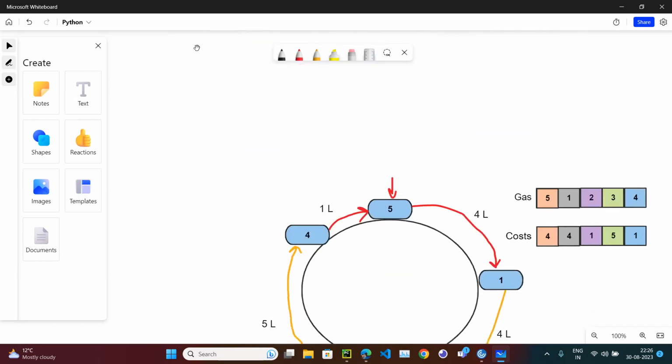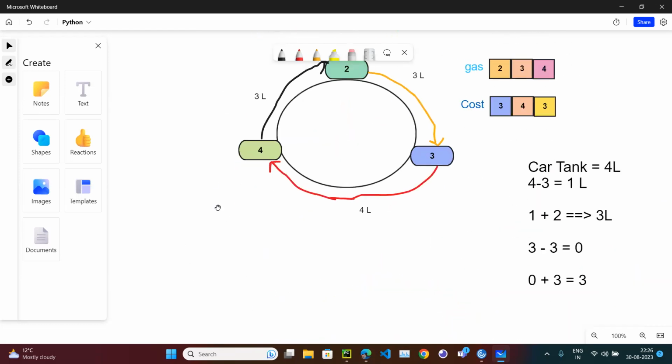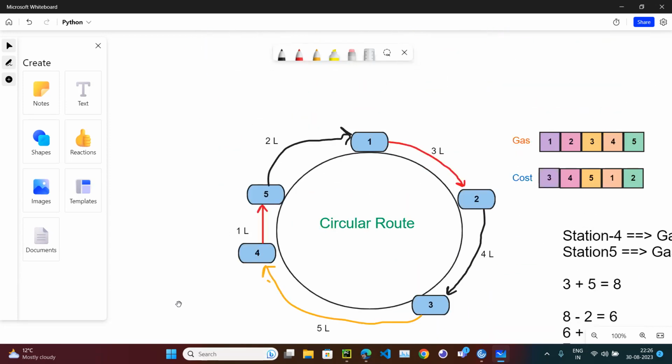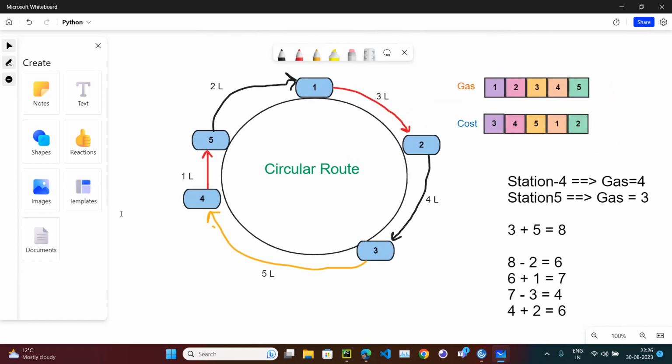So what I am saying is, first check whether you are going to find the starting point or not. If you are going to find the starting point, then only start the loop. If you are not going to find the starting point, then just return -1. So let's now write the code. Hopefully you understand a little bit. All right, now let's write the code.